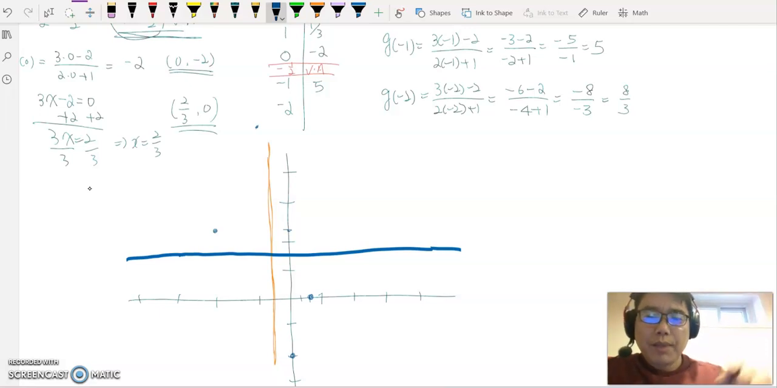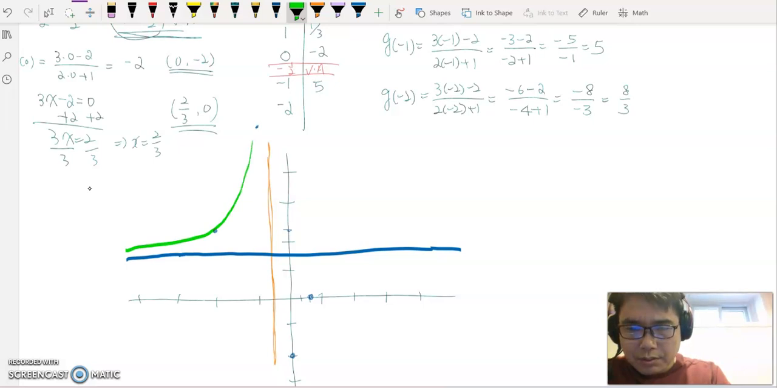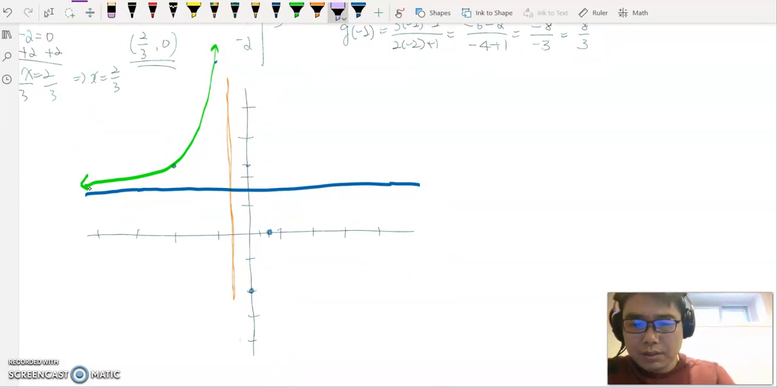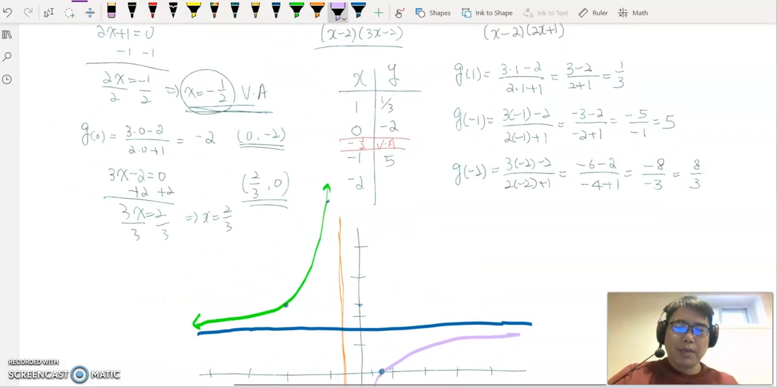Okay. So based on this, I can draw the graph. One branch is going like that, and the other one going this way. Okay. So there will be the graph of this function basically.